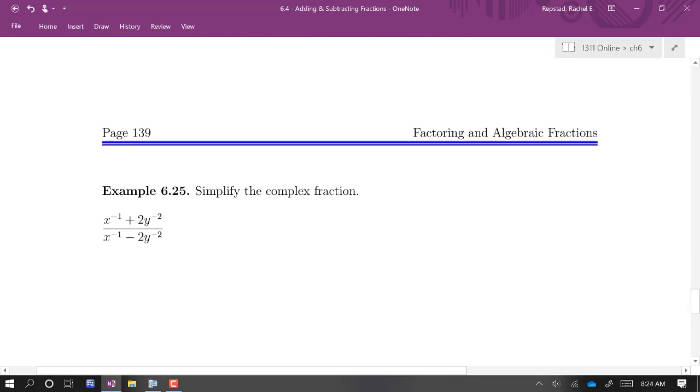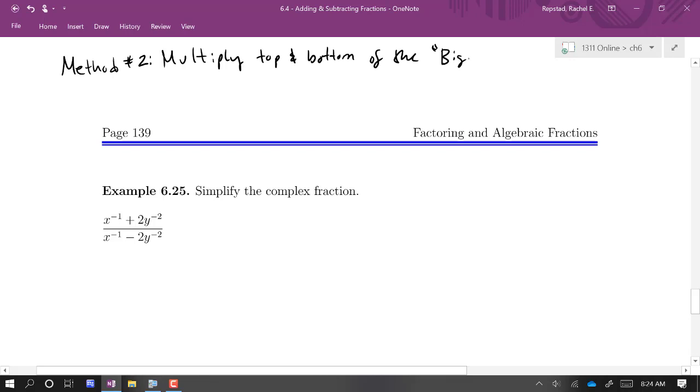So method 2, which isn't typed up, but I'm going to write it out here. The other option we have is just to multiply the top and bottom of what I would call the big fraction, right? The overall fraction that we're working with, by the least common denominator, so by the LCD of all the little fractions inside.